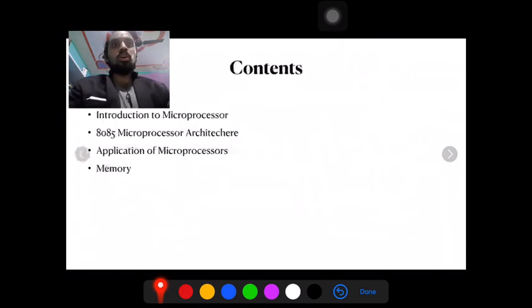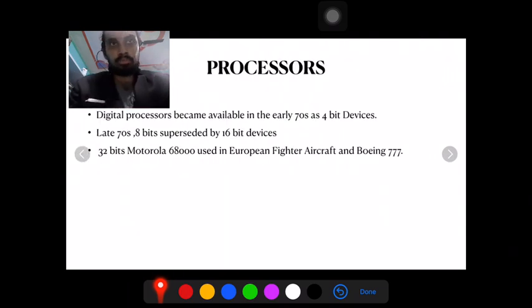So in this lecture you're basically going to study your processors, your microprocessors, and the architecture of the 8085 microprocessor. Then I'm going to tell you some of the applications of the microprocessor, and then we are going to talk about memory as well.